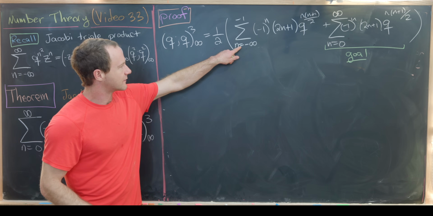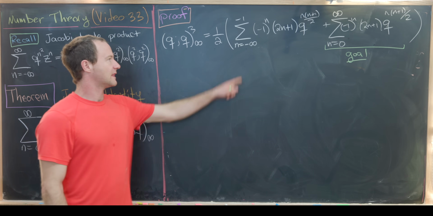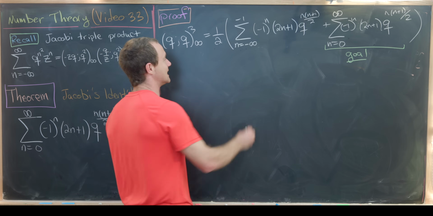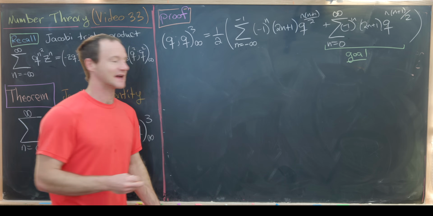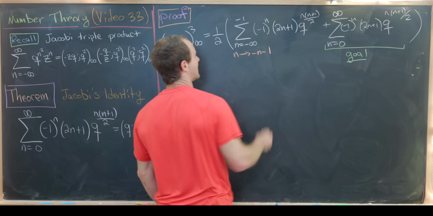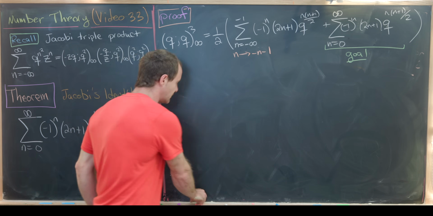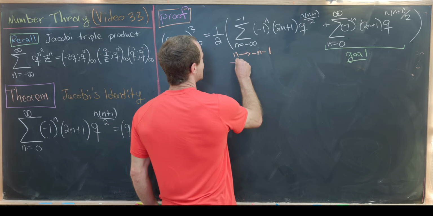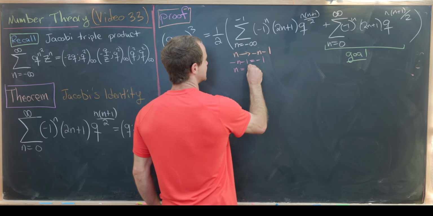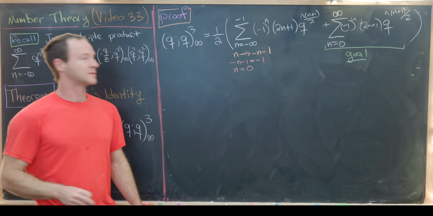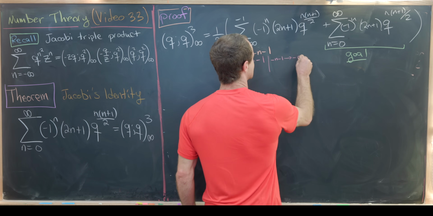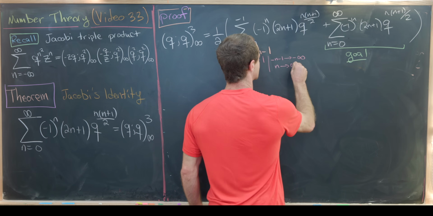But maybe we can do some sort of transformation over here that will transform this sum into that sum. And we can, and it is with the following index change. So we'll replace n with -n-1. So let's see what that does. When -n-1 equals -1, that means that n is equal to 0. And as -n-1 is approaching minus infinity, that means n is approaching infinity.